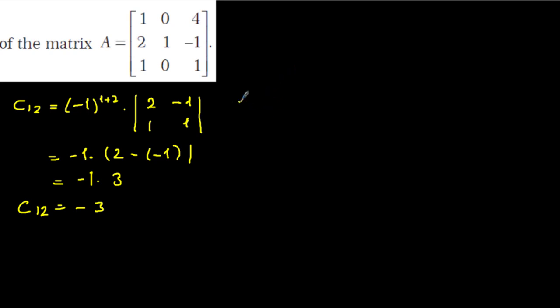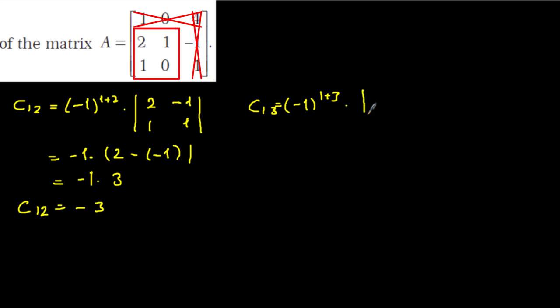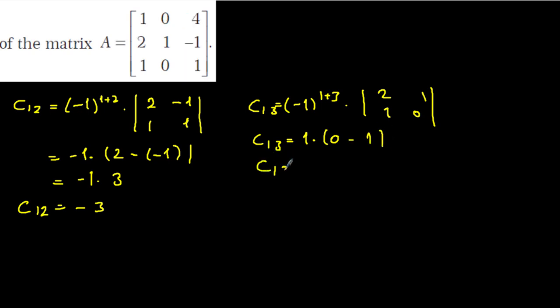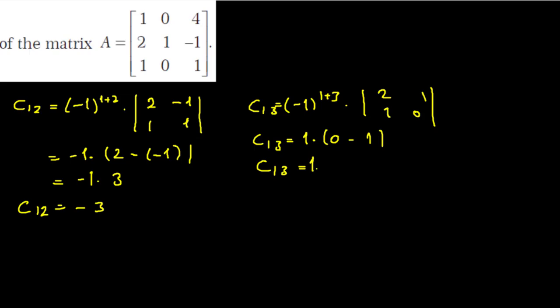Then we continue with C1,3, which is equal to minus 1 to the power of 1 plus 3. When I close the first row and third column, the minor is 2, 1, 1, 0, so C1,3 is minus 1 to the power of 4 times 2 times 0 which is 0, minus 1 times 1, so it is equal to minus 1. Sorry for this one, C1,3 is equal to minus 1 directly.